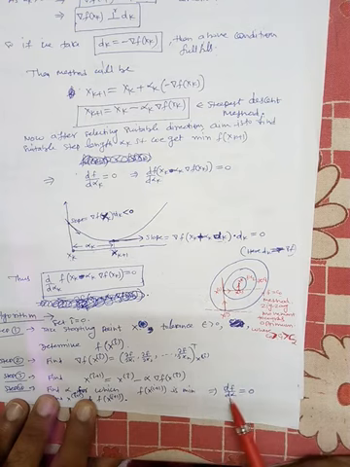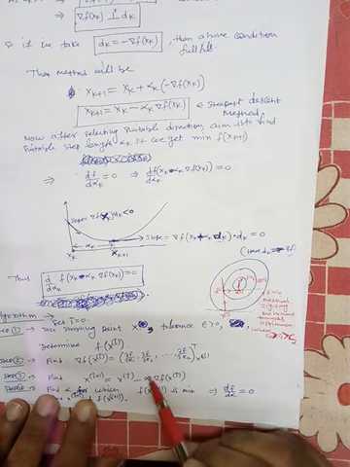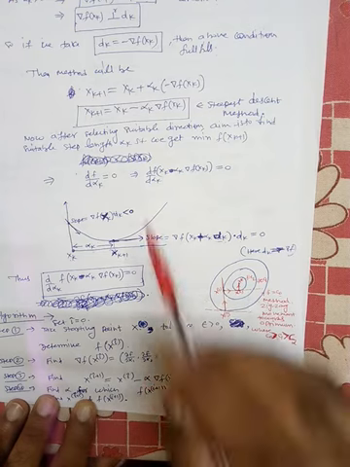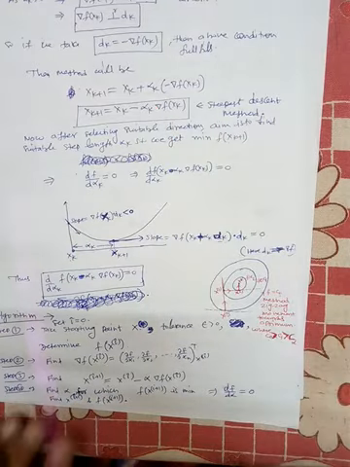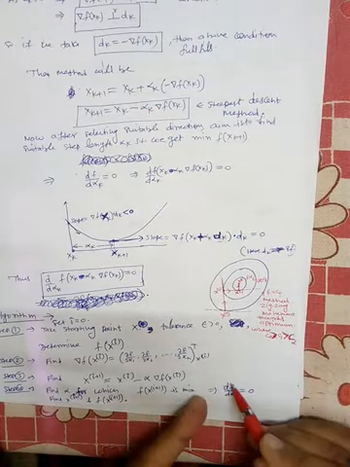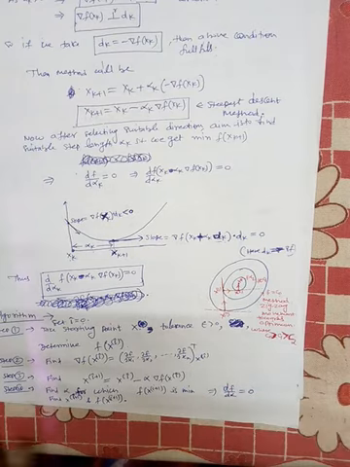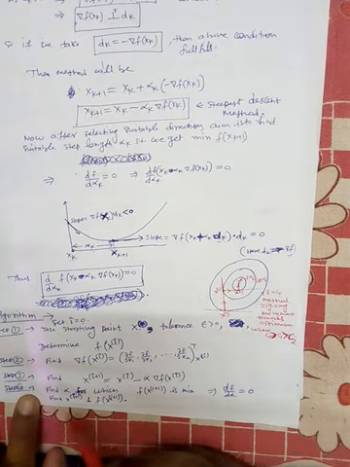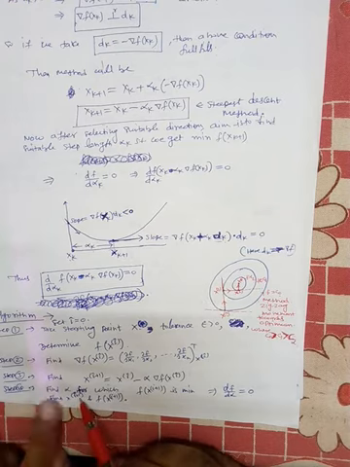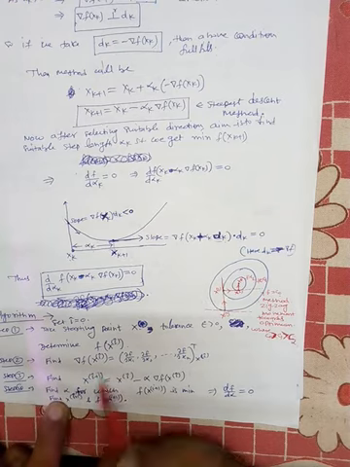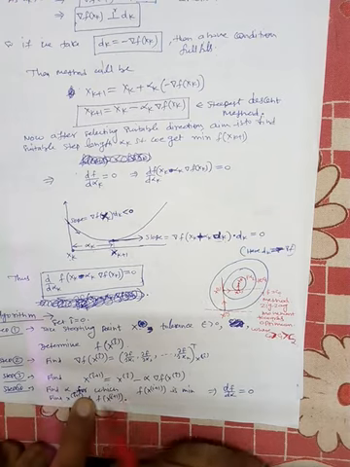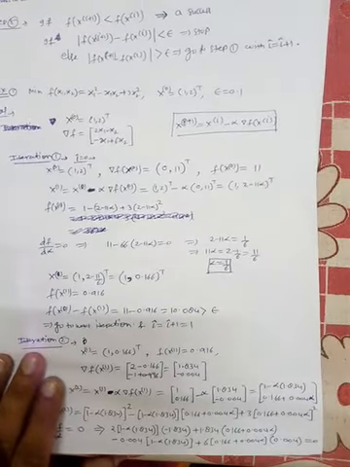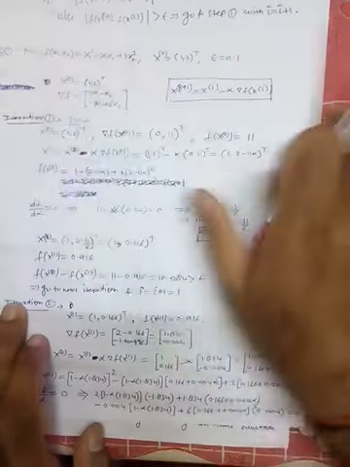Minimum means df by d alpha is equal to 0, because here we are using alpha in place of alpha k. That means we have used only one scalar, so that's a total derivative. This is equal to 0. Now find xi plus 1, this point, and then the functional value at this point. Then compare the value in the next step.